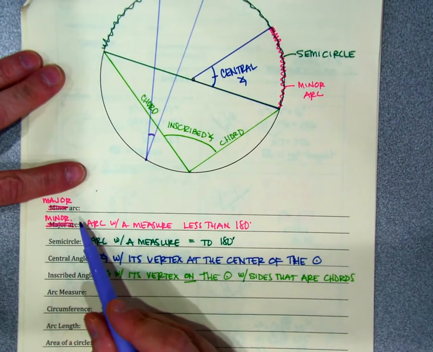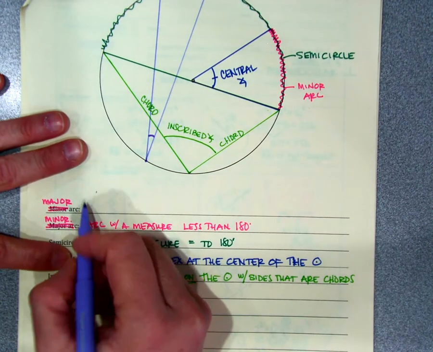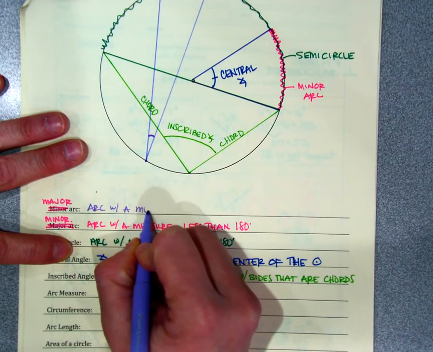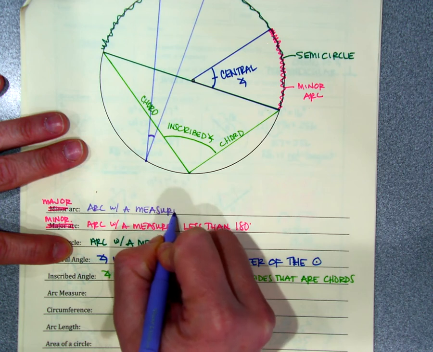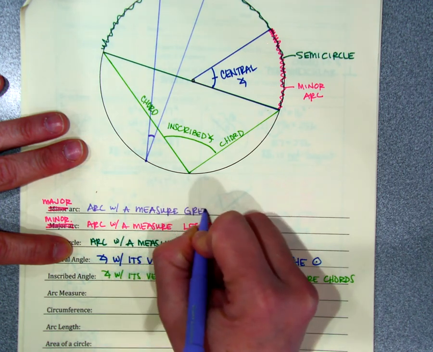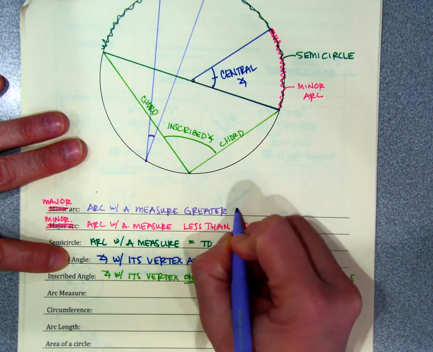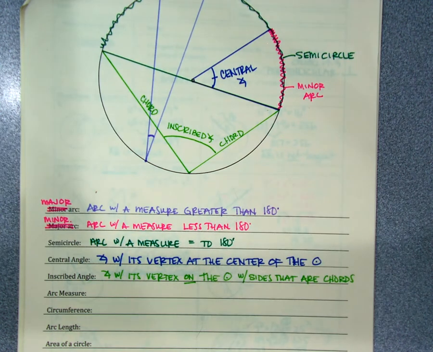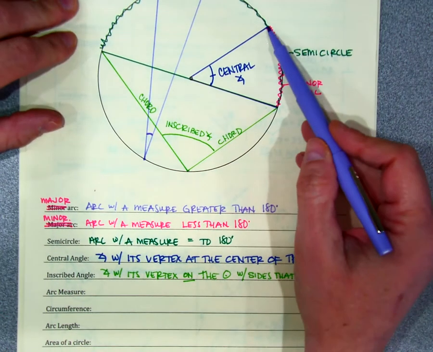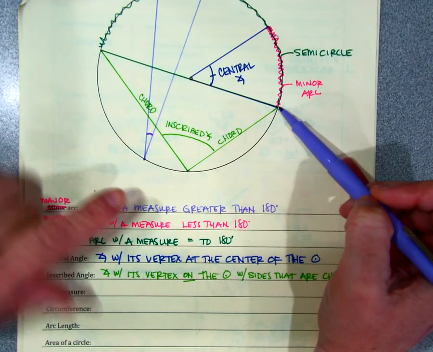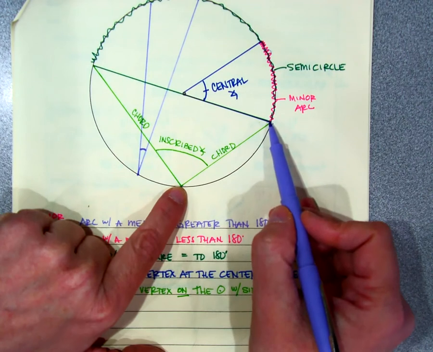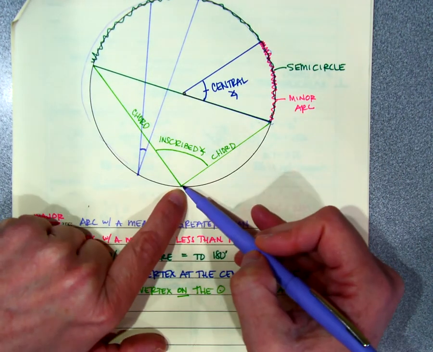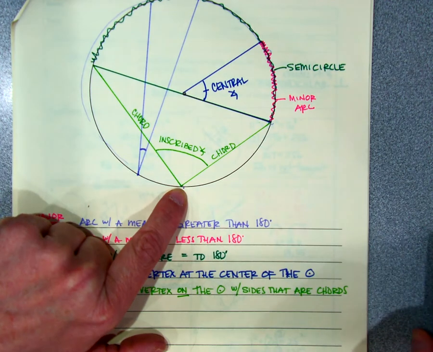Bounce up to major arc. A major arc is an arc with a measure greater than 180 degrees. So if this is a minor arc, the arc that would go from here all the way around would be called a major arc. Okay, and we'll talk more about those.